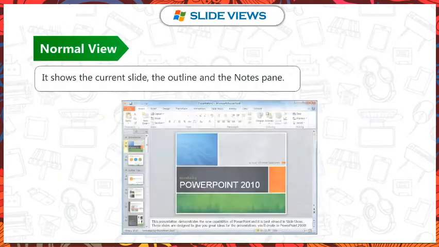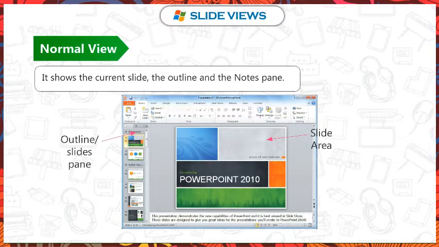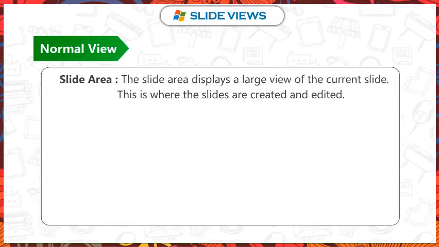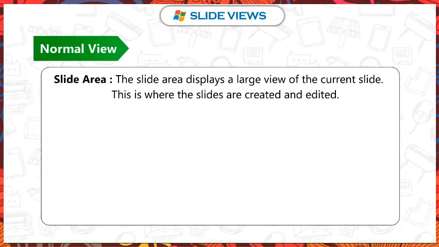Normal view. It shows the current slide, the outline, and the notes pane. Slide area. The slide area displays a large view of the current slide. This is where the slides are created and edited.